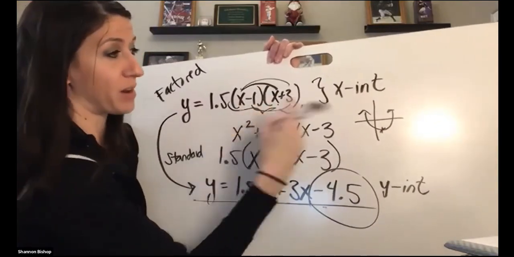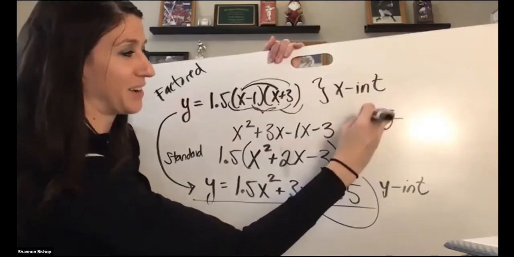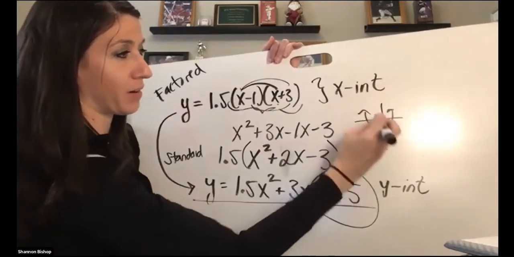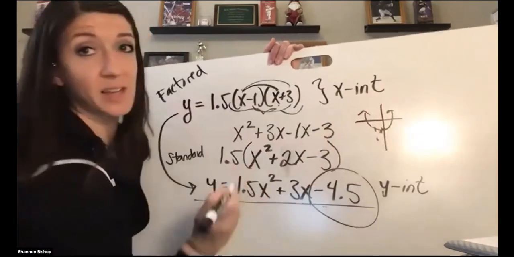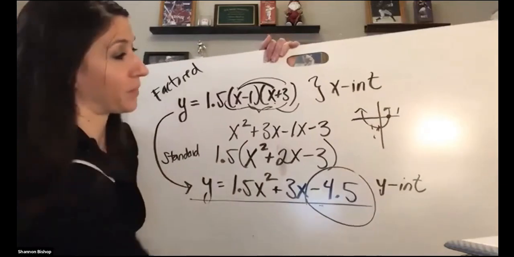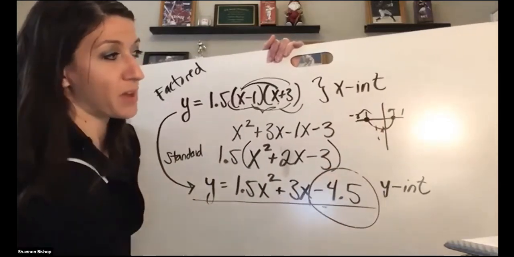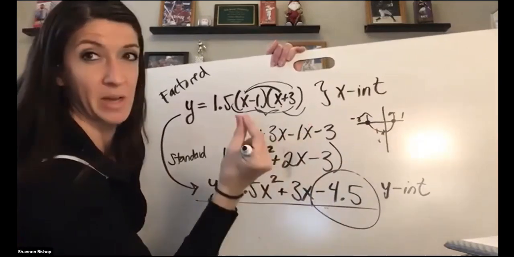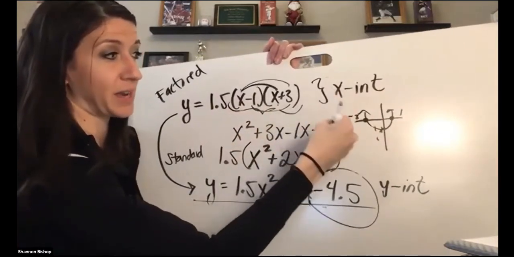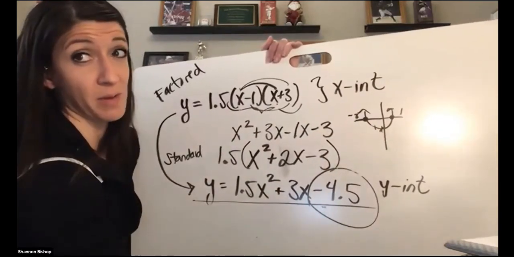So if you think about it, if this x-intercept, oh man, that's not drawn to scale. Hang on, let me fix that. Let's put it more like here. Okay, so if these x-intercepts were at positive 1 and negative 3, then wherever the midpoint is of positive 1 and negative 3, that will be the location of your vertex. It's always in the middle.